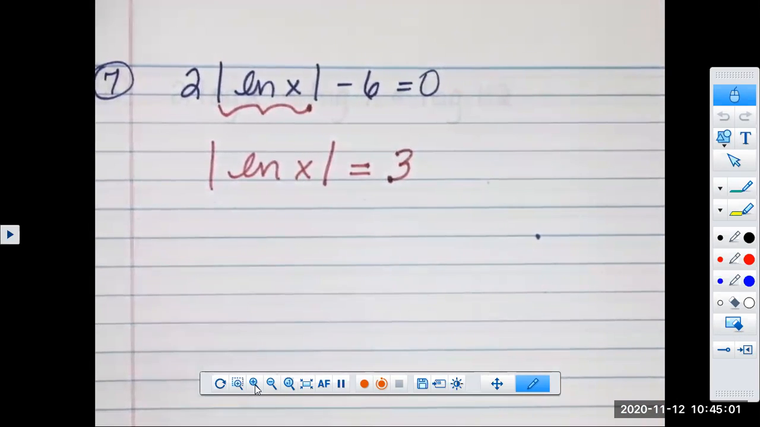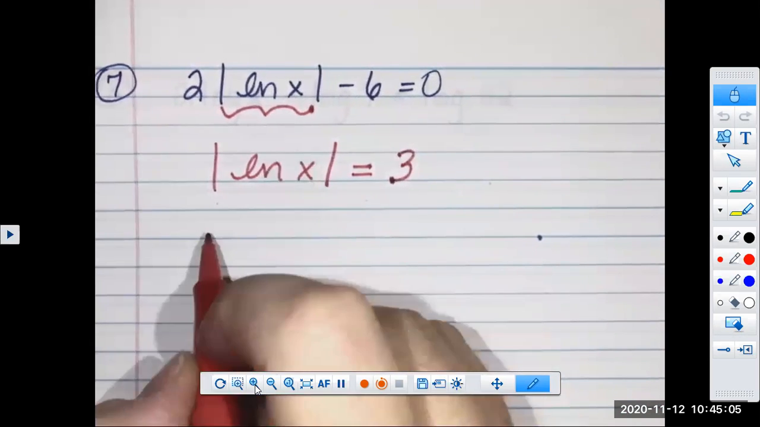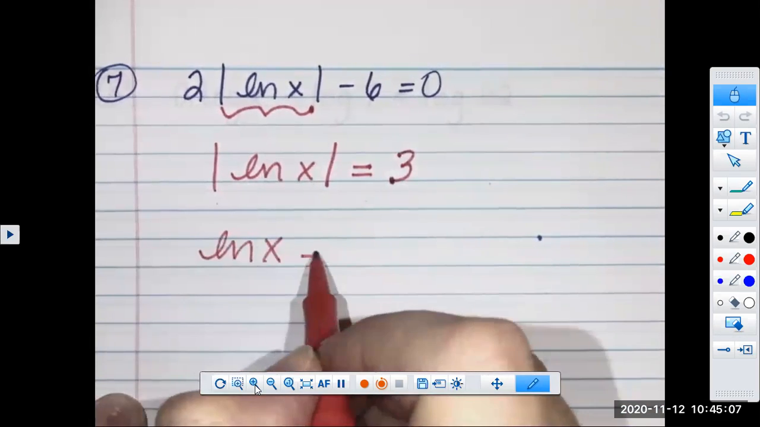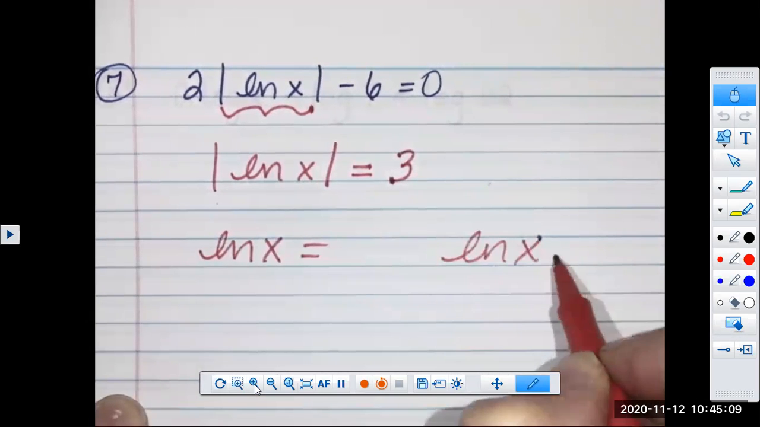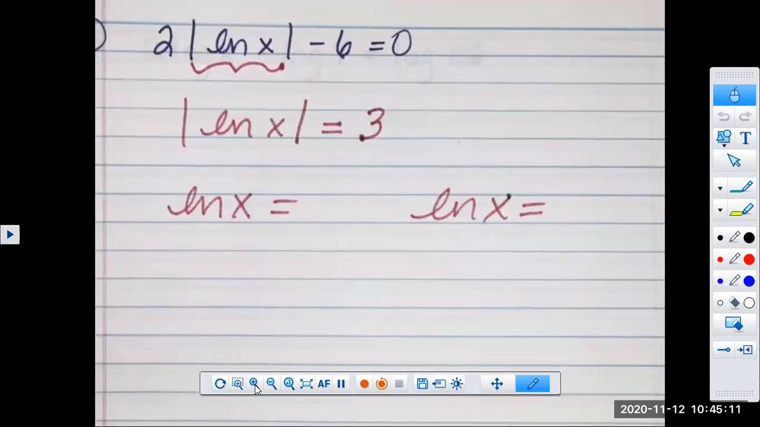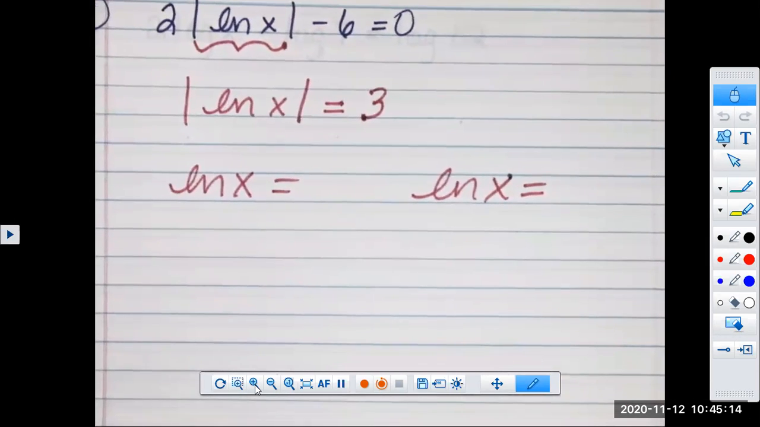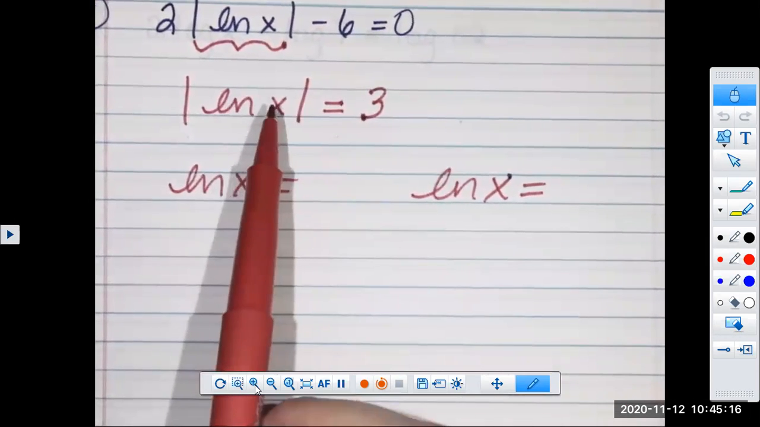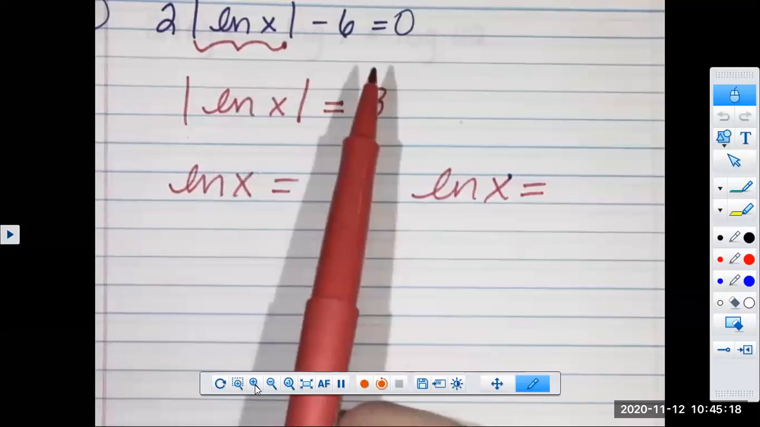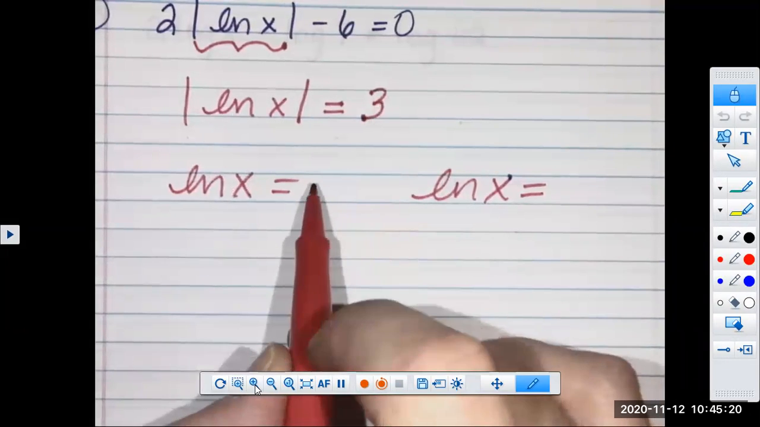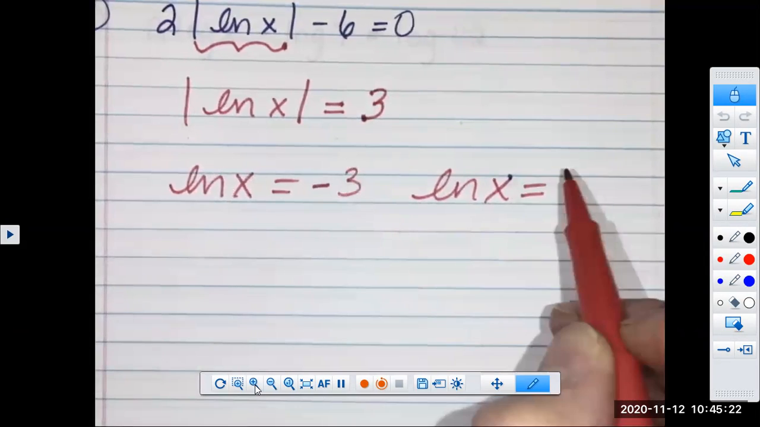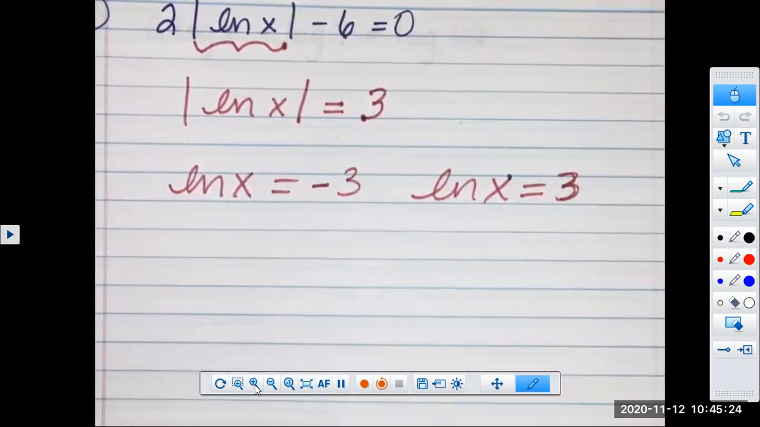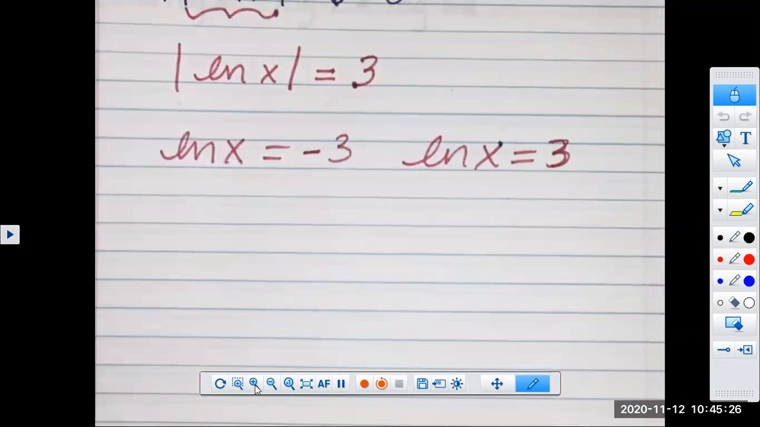Do you guys remember from Algebra 2 Trig, how do you solve an absolute value equation? What should you set natural log of x equal to? What are the only 2 possible numbers that are going to give you that the absolute value of is 3? -3 and +3?